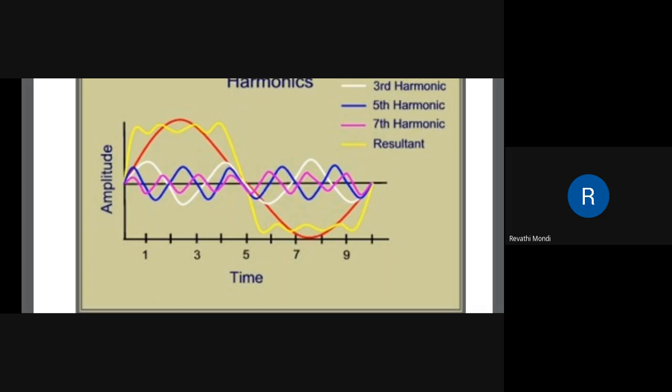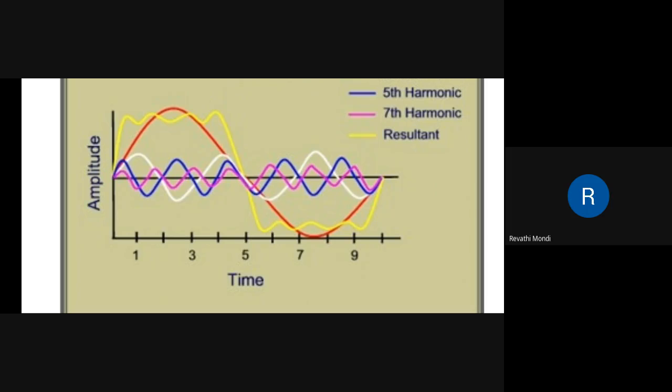The white color waveform has 3 complete cycles, so this waveform is known as the third harmonic. Next, please observe the blue color waveform. In the blue color waveform, 5 complete cycles are adjusted. That's why the blue color waveform is known as the fifth harmonic. Okay students, are all of you understanding this concept?